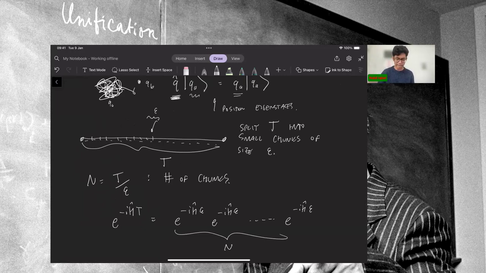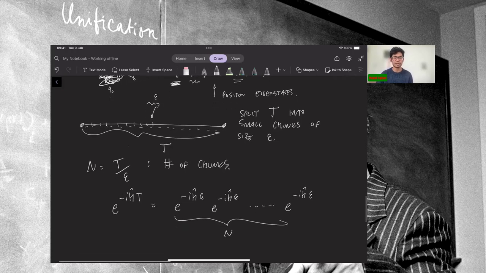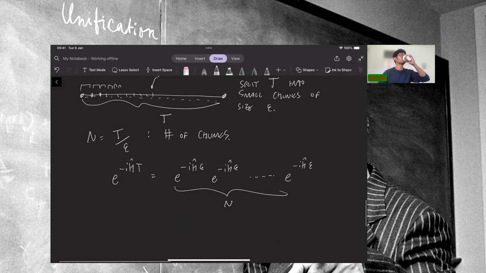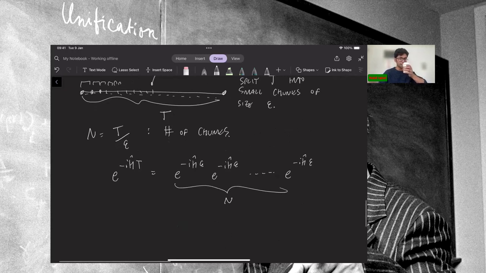Is everyone with me so far? Let's take a second to pause on what we just did. We have taken this time interval, split it into many chunks, and now we're evolving each of these little bits with an e to the minus i h epsilon. That is what we're doing. There's a more general question, which I'll handle in the break because it's a bit more general. Are there any technical questions about what we're doing right now before I continue? Okay, great.